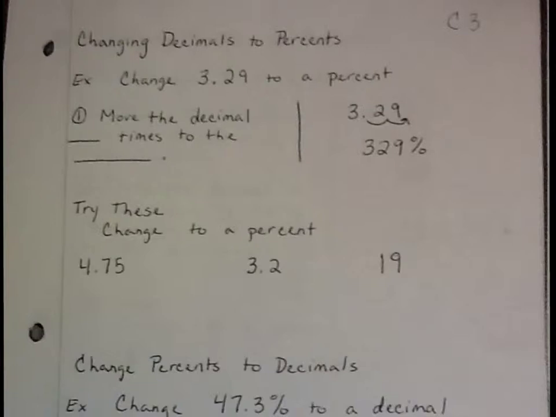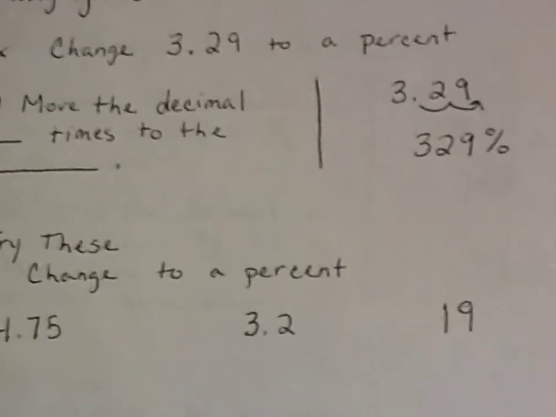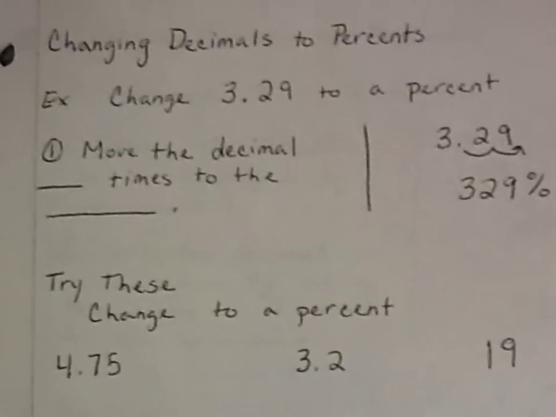Alright, so first thing you're going to do, blow this up a little bit more. To change from decimals to percents, all you're going to do is move the decimal 2 times to the right. That's it. That's the notes. Really what you're doing here is multiplying by 100, and whenever you multiply by 100, you just move the decimal 2 times to the right, and that's what you'll get. So the basics to changing a decimal to a percent is just moving the decimal 2 times to the right.